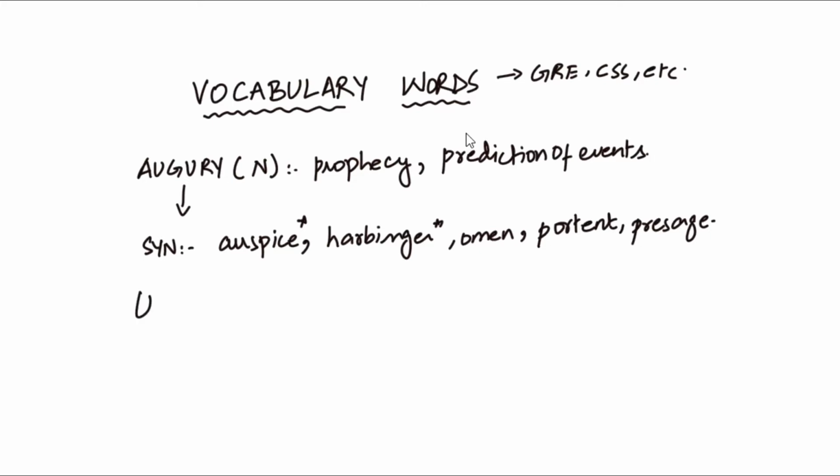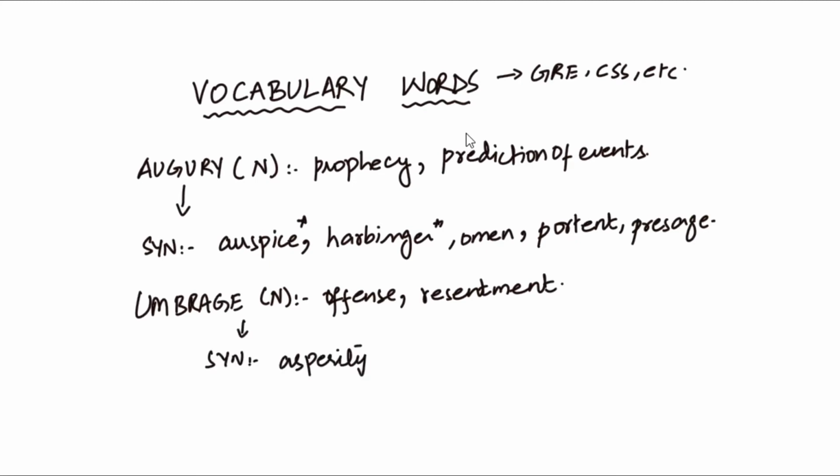Similarly, the next word is umbrage. Now, what does this word umbrage mean? It means offense or resentment. Again, the synonyms. First is asperity. Second, dudgeon. Then ire. Pique. Now pique is a word which has been tested in the exams previously. And rancor.